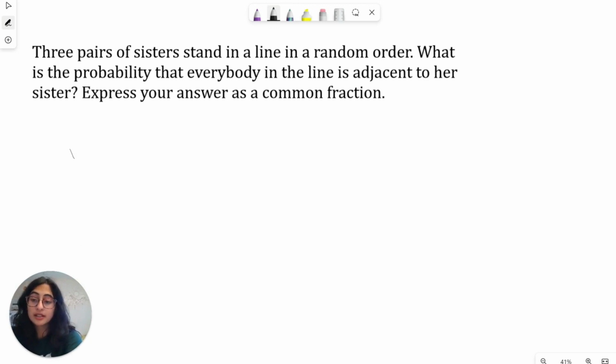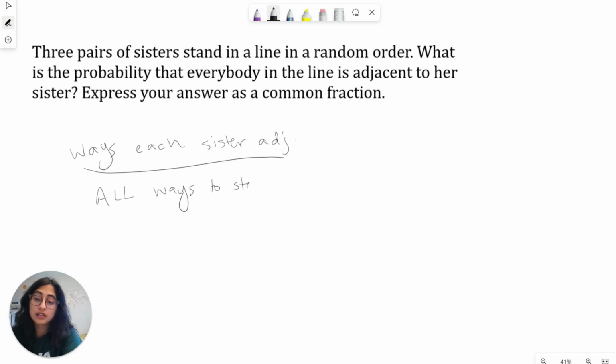just represented as the ways for everybody to be adjacent. So the amount of ways there are for each sister to be adjacent over all the ways you can rearrange these sisters. So all ways to rearrange, or I guess just organize that line. So that's what we're looking for in our probability.